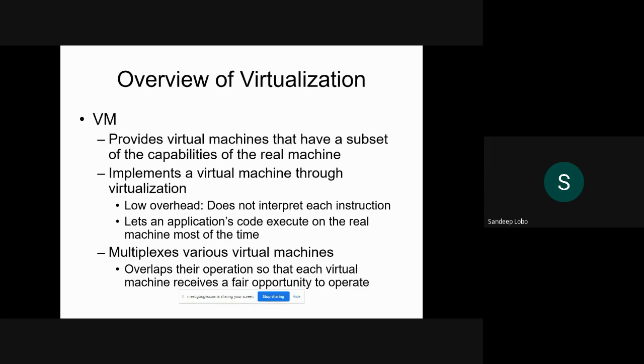Now, what does a VM provide? We already discussed a couple of points. First of all, it should have a low overhead so that it does not overburden your host operating system, and also so that you can have multiple guests running on it. That is the objective of your virtualization. If you're not able to run multiple guests, then it defeats the purpose of virtualization.